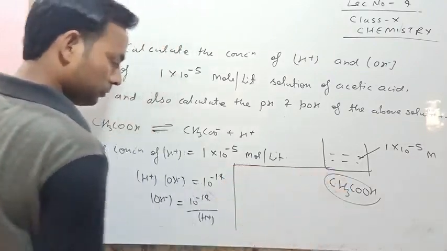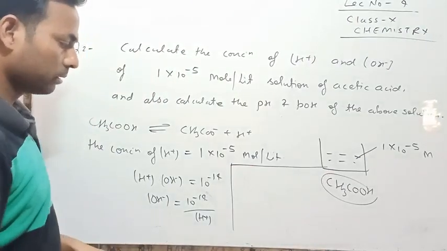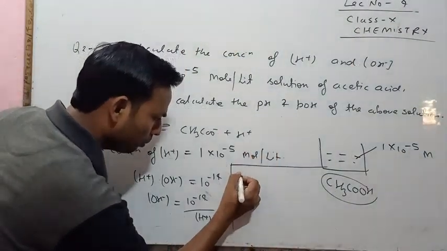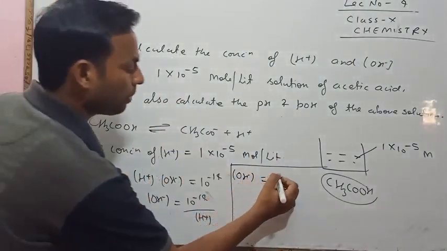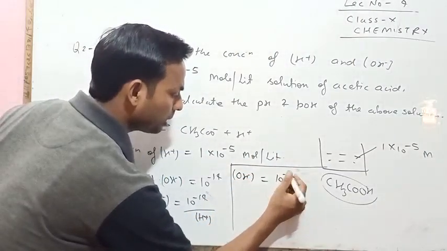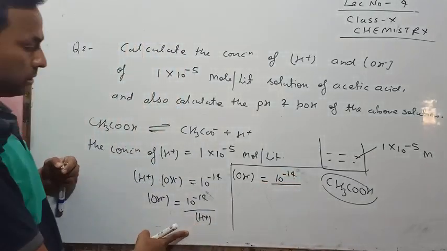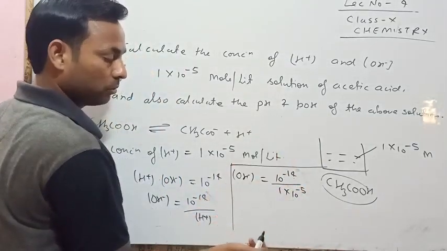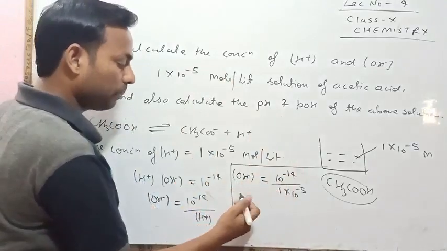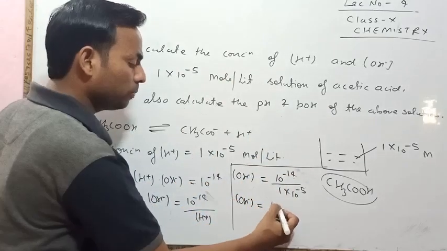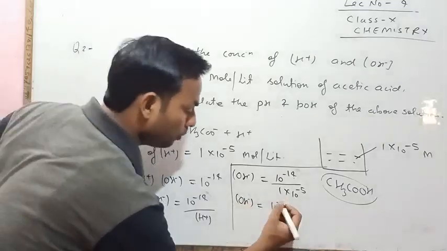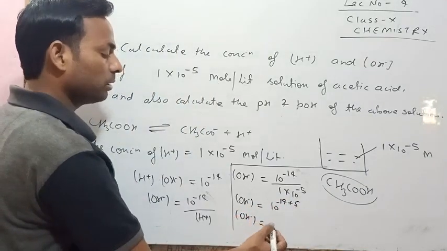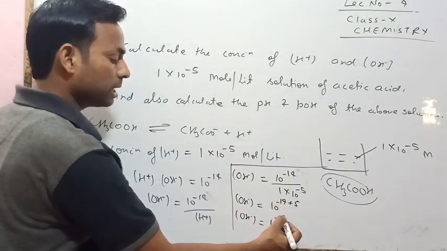So put the value. After solving this problem, look carefully. Now OH concentration equals 10 to power minus 14 upon H plus concentration, 1 into 10 to power minus 5. This minus goes to the upper, it will convert to positive. So OH ion concentration equals 10 to power minus 14 plus 5 upon 1. So OH ion concentration equals, subtract this value, 10 to power minus 9.